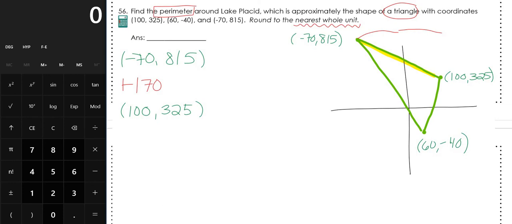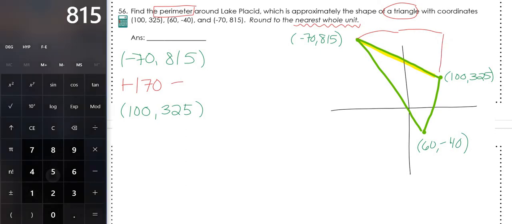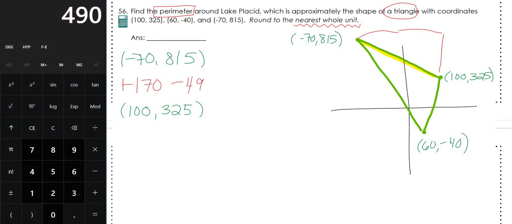Now to get from 815 down to 325, you're going to be subtracting. So you're going to be going down. If we subtract the two coordinates in our calculator, 815 minus 325 equals 490. Those are going to be your two distances: your horizontal 170 and your vertical 490. We use those two distances with the Pythagorean theorem to solve for our line segment. So 170 squared plus 490 squared equals c squared.